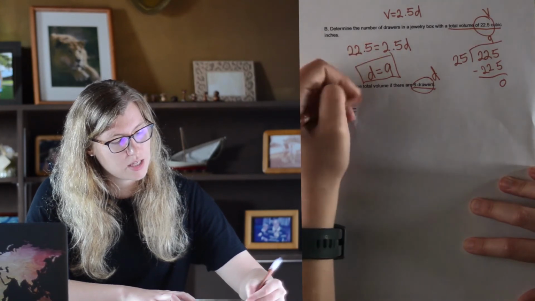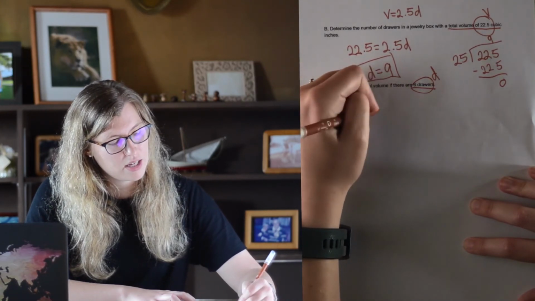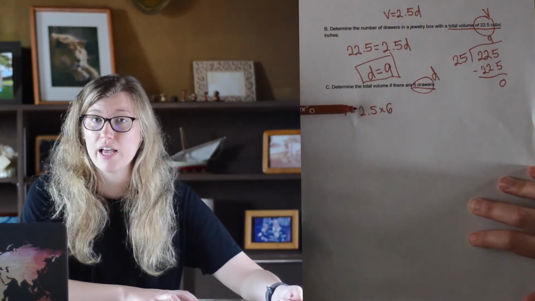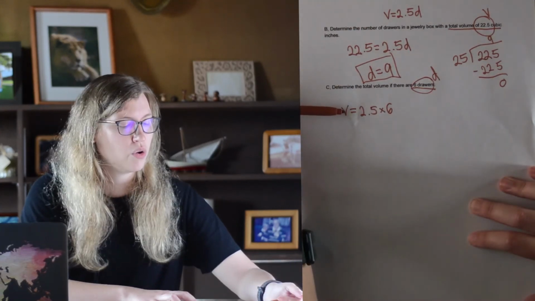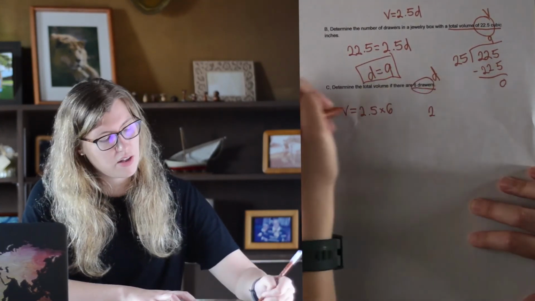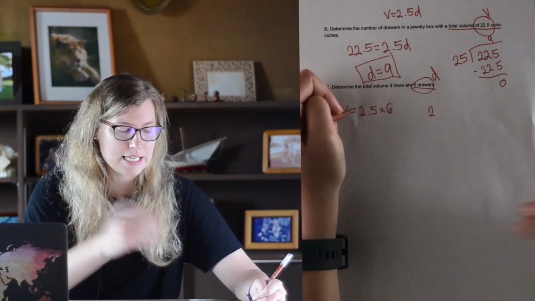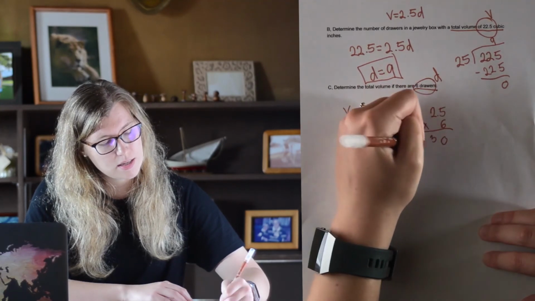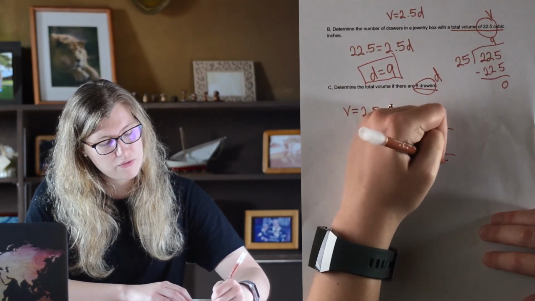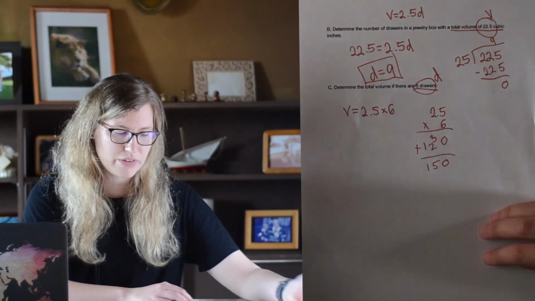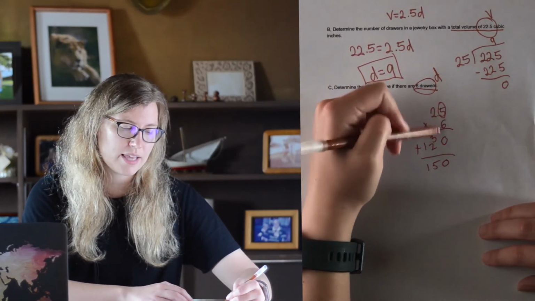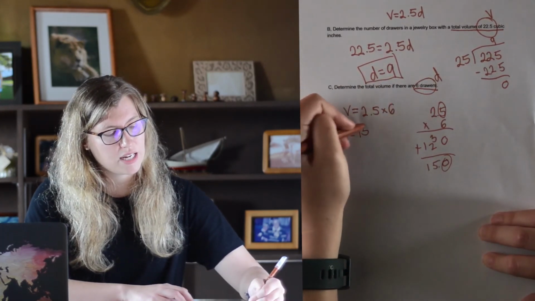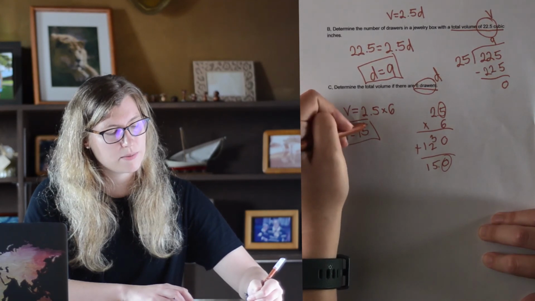So volume equals 2.5 times 6, right? Because if I have 6 drawers, I have to multiply that times 2.5, which is each drawer, to get my total volume. Let's go ahead and solve for that. All I have to do is multiply, easy enough, 2.5 times 6. 6 times 5 is 30, 6 times 2 is 12, add that up, 150. Wait a second, something's wrong, it can't be 150. I'm missing my decimal, so if there's 1 behind the decimal here, there should be 1 behind the decimal here. My volume will be 15 cubic inches.